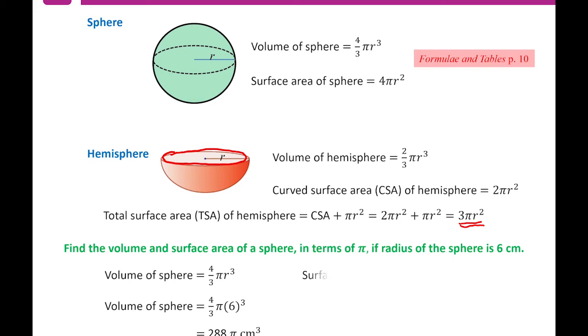In part 2, we're asked to find the surface area of the sphere. Step 1 is again to write down the formula for the surface area of the sphere. Our surface area of a sphere is equal to 4 pi r squared. Step 2, we substitute in our dimensions. This gives us our surface area of the sphere as 4 pi times 6 squared. And multiplying out our values, we get the surface area of a sphere as 144 pi centimeters squared.